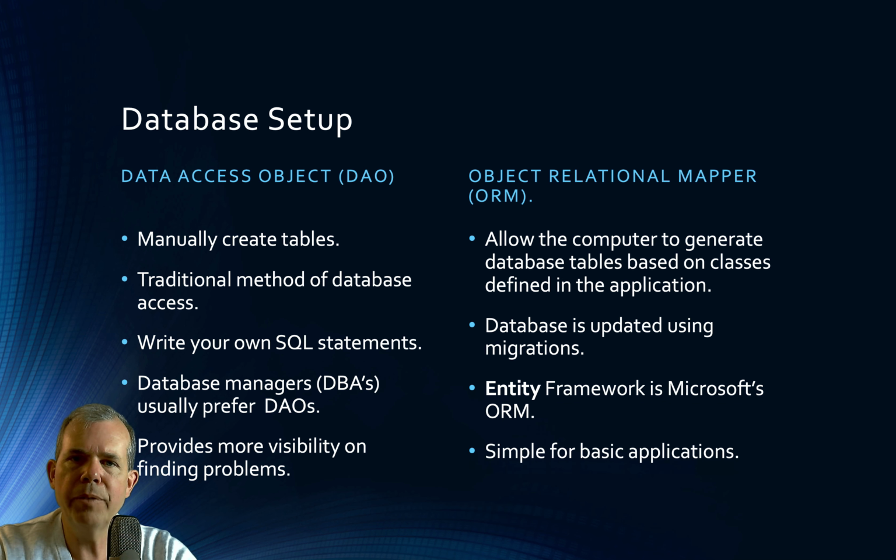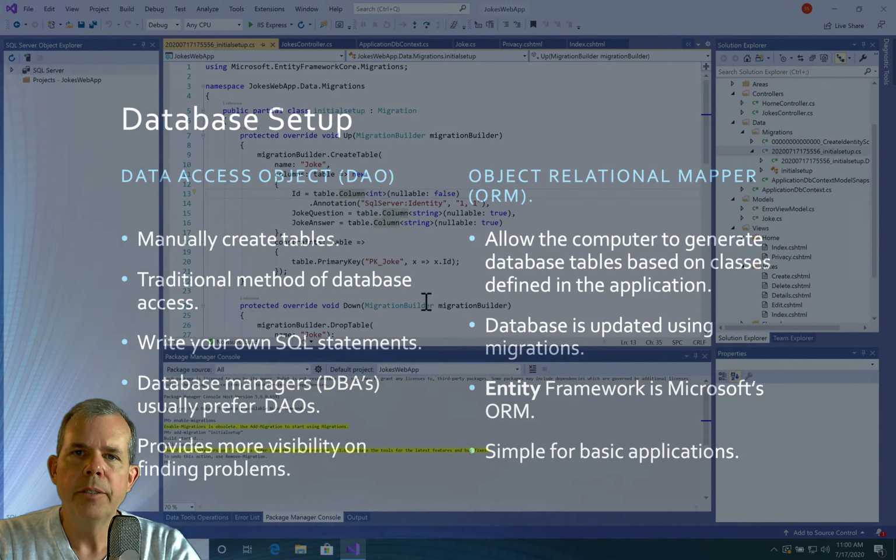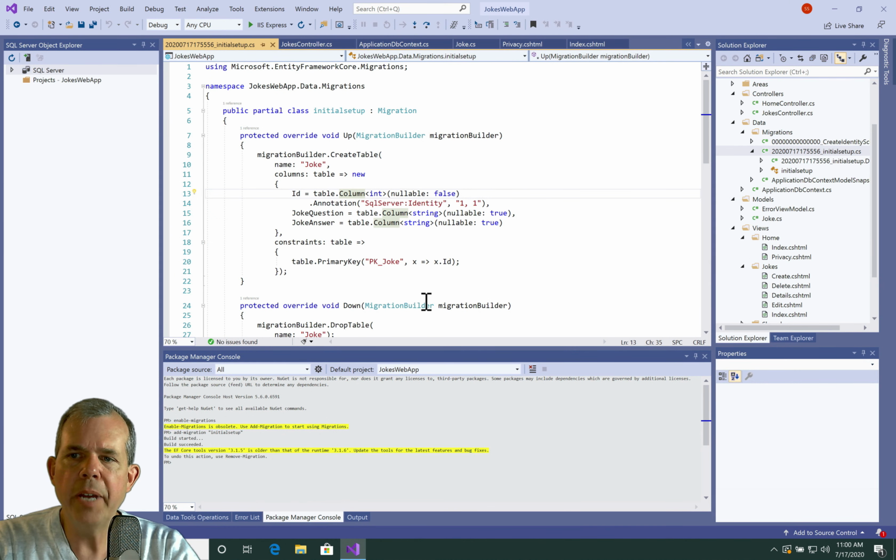It's Microsoft's ORM. ORMs are very good for simple applications, such as our Jokes app. However, another version of this tutorial should include how to make DAOs, or data access objects, because a lot of companies would prefer you to use that kind of a system when you build your app. So now let's return to Visual Studio, and maybe we can understand what this is doing now.